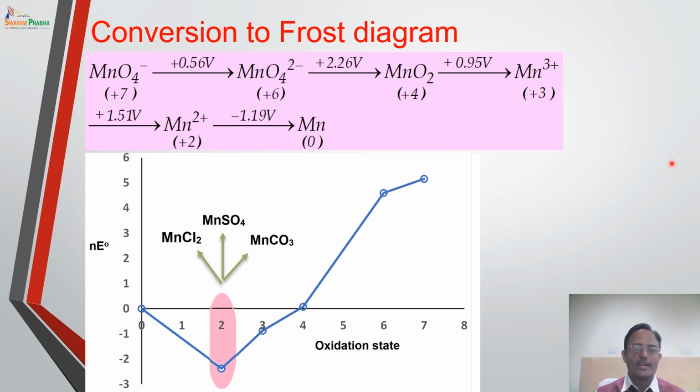This is quite obvious because we can find a large number of compounds of manganese like MnCl2, MnSO4, MnCO3. They exist in nature and all of them contain manganese in +2 oxidation state. These are very common compounds of manganese.